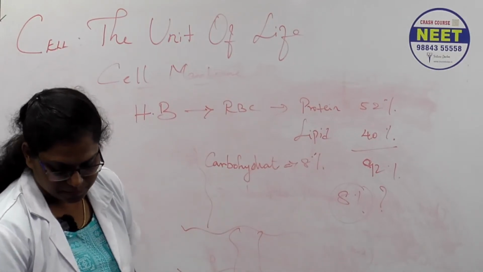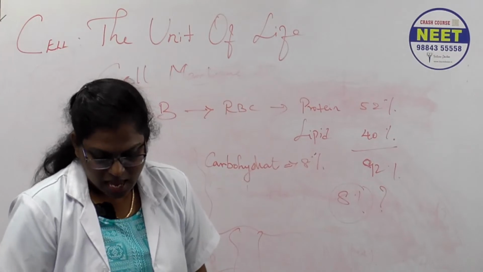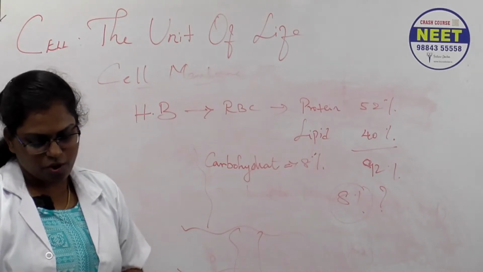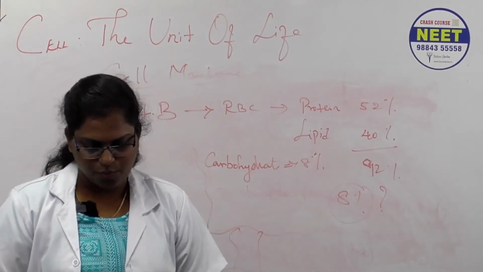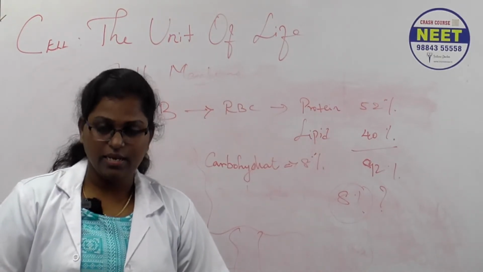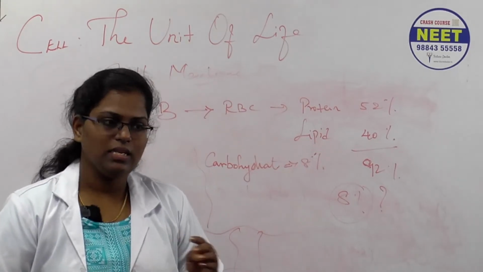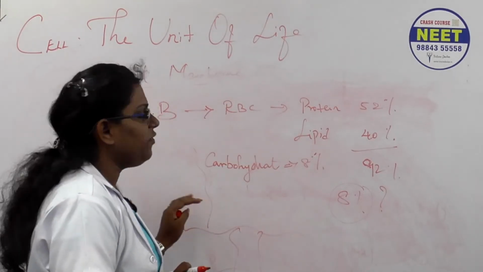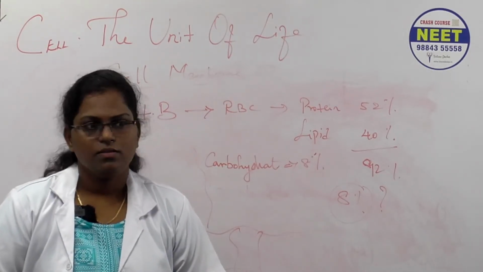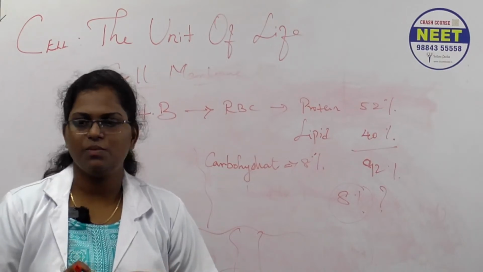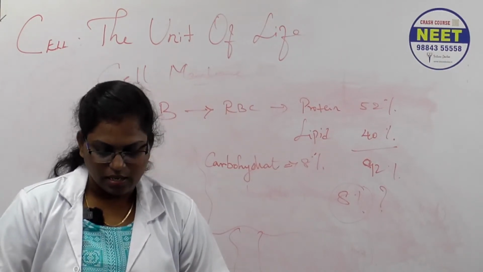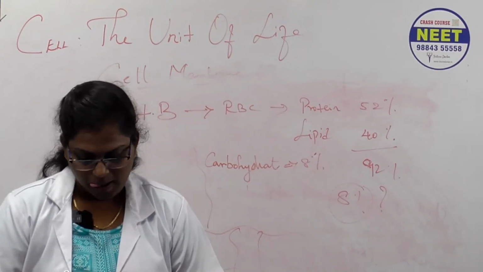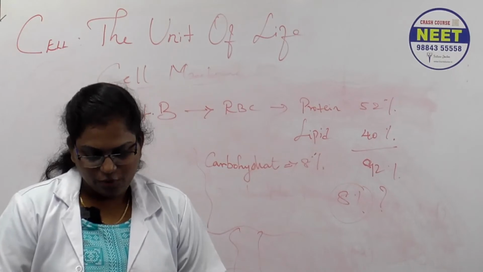And then next, an improved model of the structure of the cell membrane was proposed by Singer and Nicolson in 1972. So in 1972, Singer and Nicolson were the scientists who proposed the fluid mosaic model. The fluid mosaic theory was proposed by Singer and Nicolson in 1972. This will be asked in your NEET exam. And it is the widely accepted fluid mosaic model.